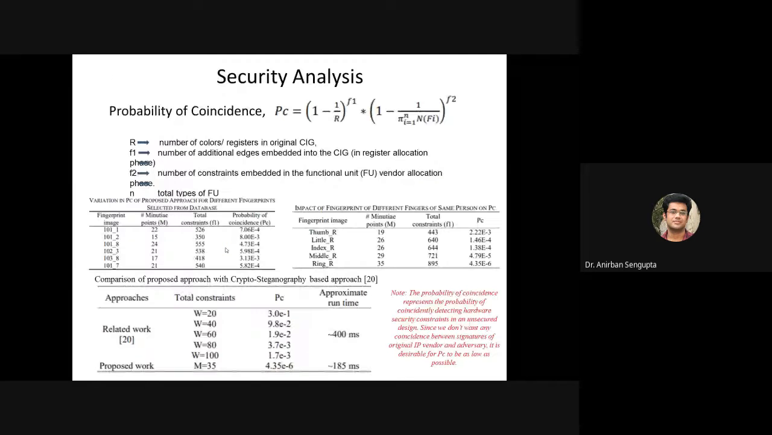So I'll skip these. We have already spoken a bit on these. In case of the security analysis, if we try to embed the biometric fingerprint into 2 layers, one is in the register allocation phase and second is the functional unit allocation phase, then the probability of coincidence function will change slightly and the value of PC will even be stronger. So once you compare that to a watermarking approach or a crypto-steganography based approach, we see that the biometric fingerprint actually produces much lesser PC value, which indicates the robustness and security of this approach.